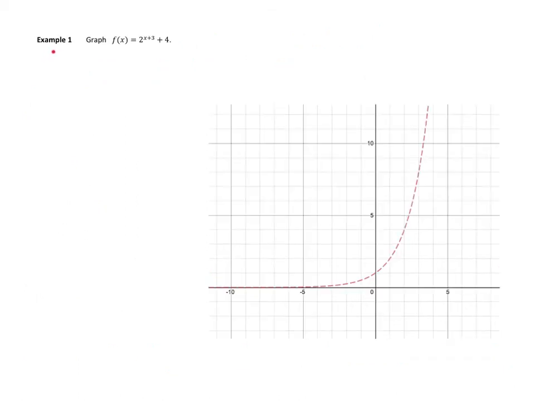In example 1, let's graph the exponential function f of x is equal to 2 to the x plus 3, plus 4. Now down here, I already have the graph of f of x is equal to 2 to the x. And if I want to sketch this graph, I can use transformations to do so. Instead of an x, we have an x plus 3, and there's also a plus 4 at the end. So there are two changes in this function.